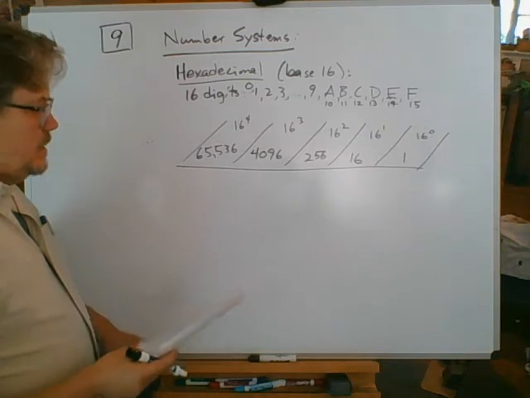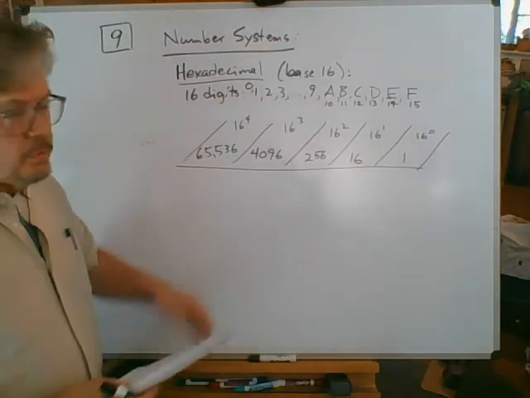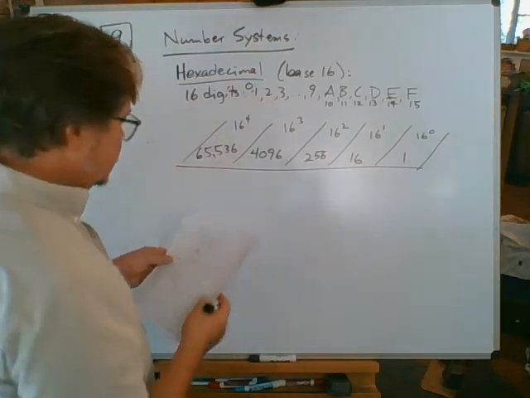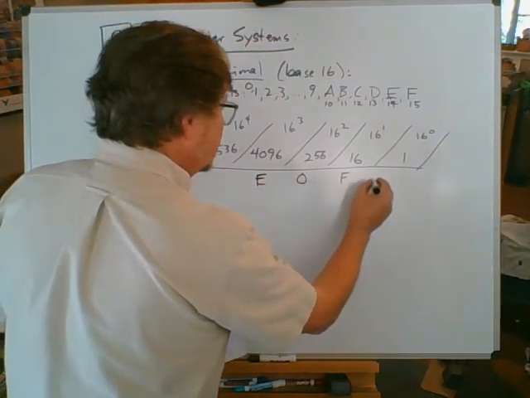What might a base 16 number look like? Well, look at all this wonderful array of digits we have to work with. It might look like this. E, 0, F, A.